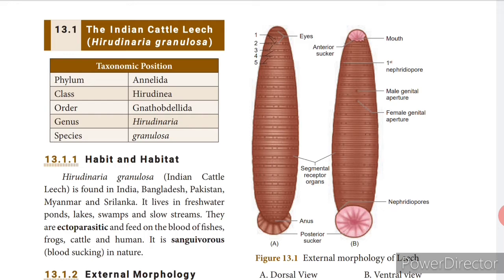Now if you see the body wall, it has the cuticle, which is the outermost layer, the waxy, moist, slimy layer, isn't it? Then next comes the epidermis, which lies below the cuticle. Then next is the dermis, which lies below the epidermis, and these are formed by connective tissues. Next comes the muscular layer.